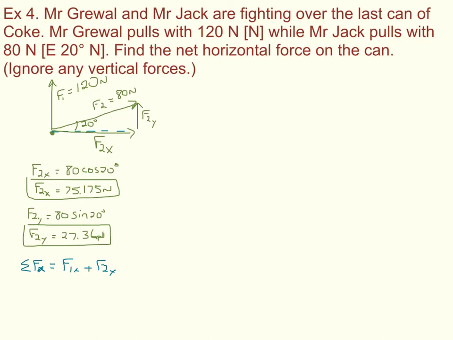When we add these things, f1 does not have any x component. So when I say sum of forces in the x direction, f1x is just 0. You don't really need to show this step, but I'll show it just so you can see it. f2x is 75.175 newtons. Sum of forces in the x direction is just 75.175 newtons. Put a little box around there.